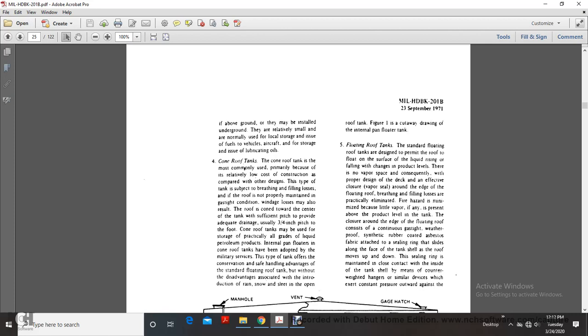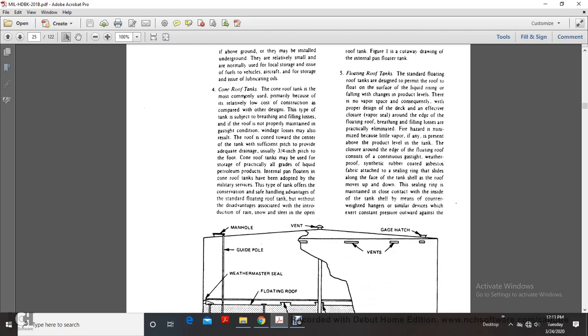The closure around the edge of the floating roof pan consists of a continuous gas tight, weatherproof synthetic rubber coated asbestos fabric attached to the roof. The sealing ring slides along the face of the tank shell as the roof moves up and down. The sealing ring is maintained in close contact with the side of the tank shell by means of counterweighted hangers or similar devices which exert constant pressure outward against the tank shell.